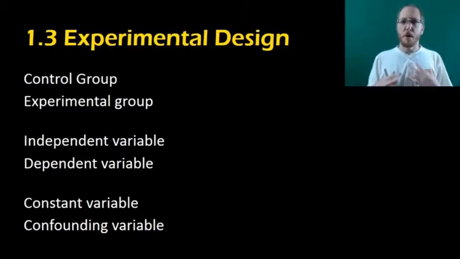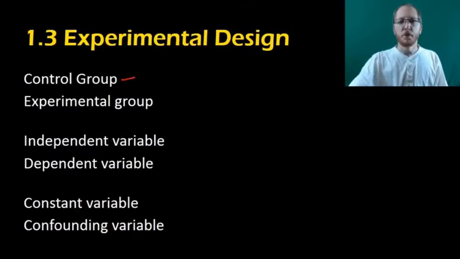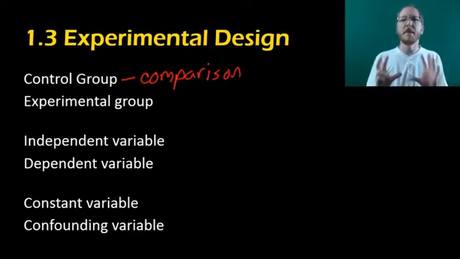So when you're doing an experiment, one of the first things that we typically want, what is present in most good quality experiments, is a control group. Now the whole purpose for a control group is to have a group of individuals that we are going to not test. We're going to kind of leave them normal. We're not going to manipulate them. And we're going to use them for comparison.